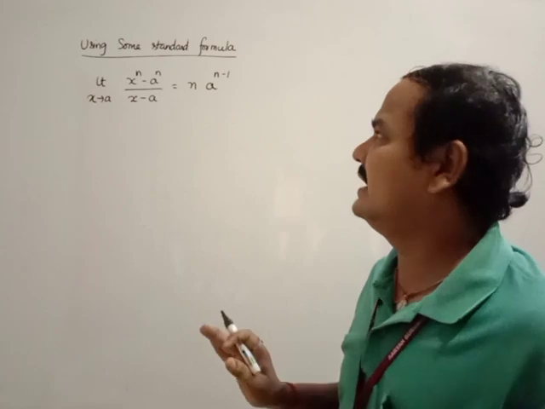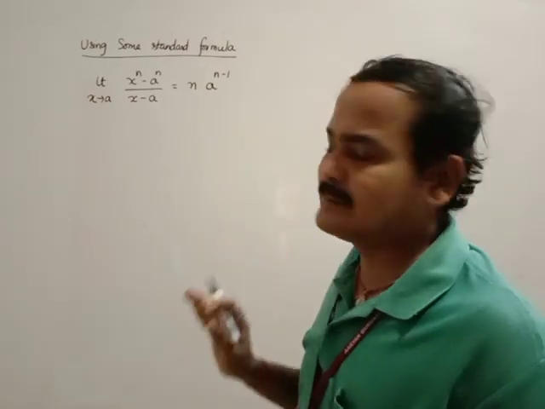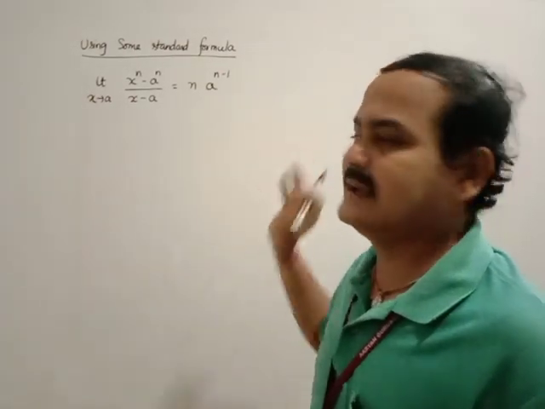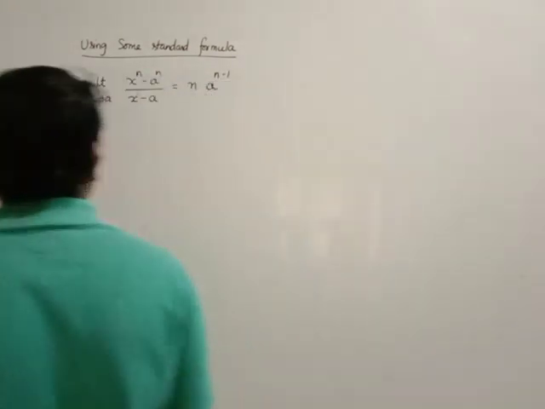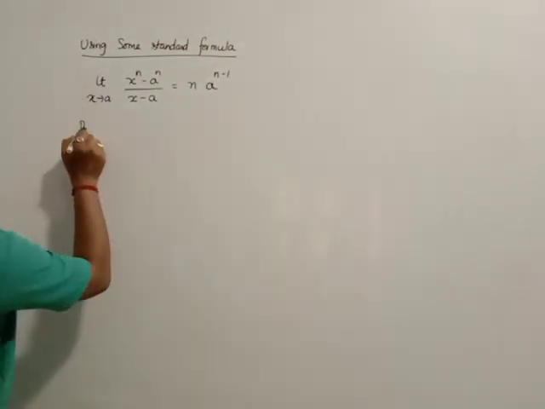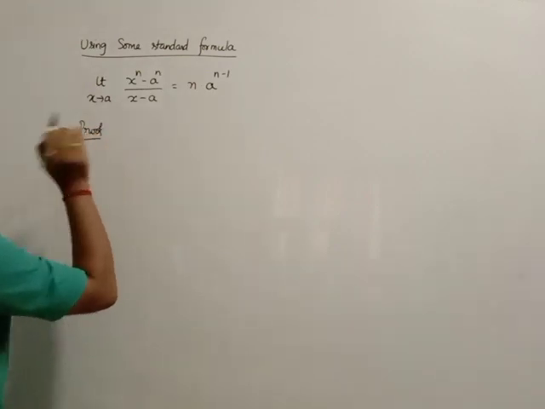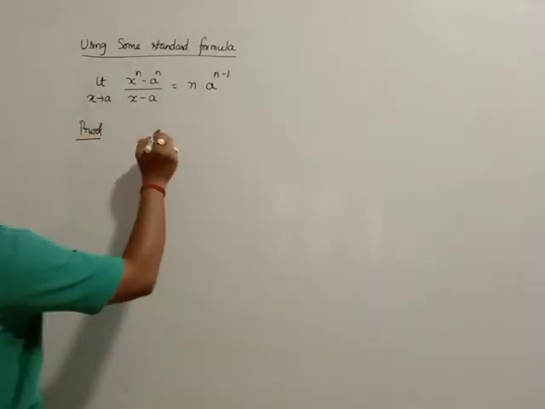Limit x tends to a, (x to the power of n minus a to the power of n) by (x minus a) is equal to n into a to the power of n minus 1. So how does this formula come about? You can go through the proof, a very easy proof. There is no need to memorize the proof, but you need to understand it.